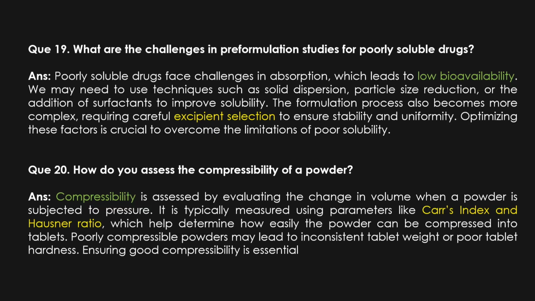And the last question is, how do you assess the compressibility of a powder? Compressibility is assessed by evaluating the change in volume when a powder is subjected to pressure. It is typically measured using parameters such as Carr's index and Hausner's ratio, which help determine how easily the powder can be compressed into tablets. Poorly compressible powders may lead to inconsistent tablet weight or poor tablet hardness. Ensuring good compressibility is very much essential.